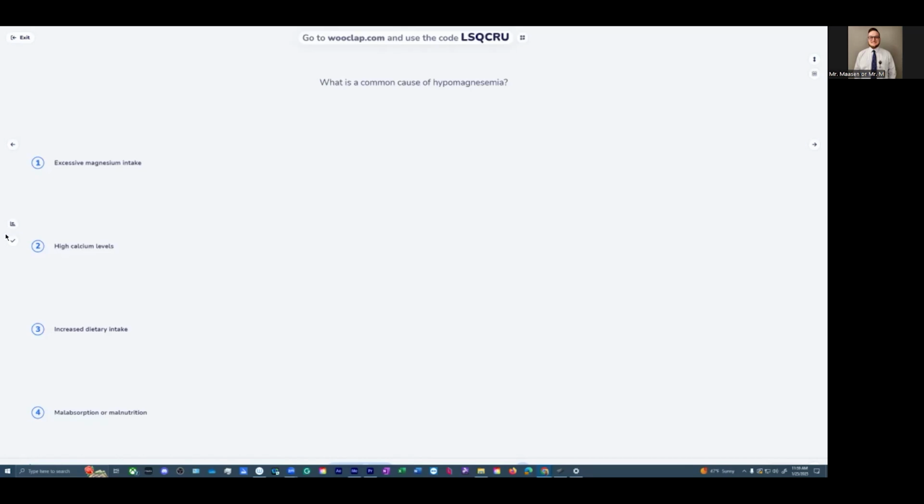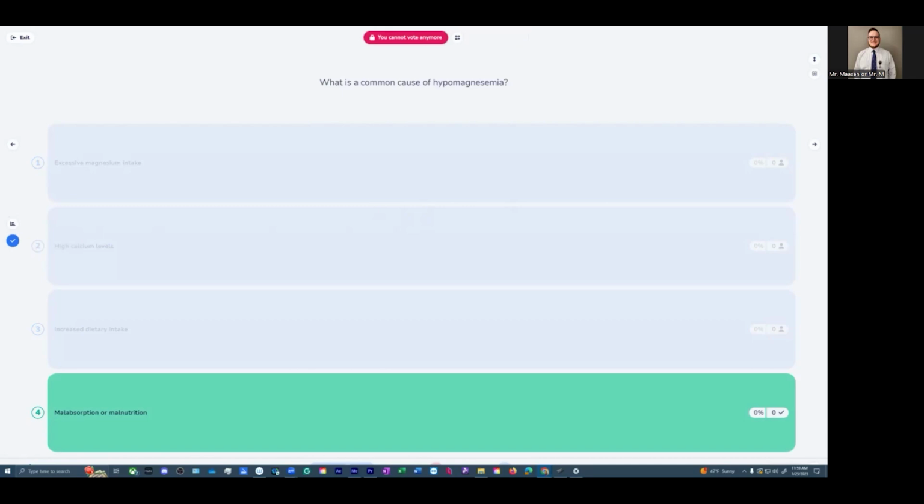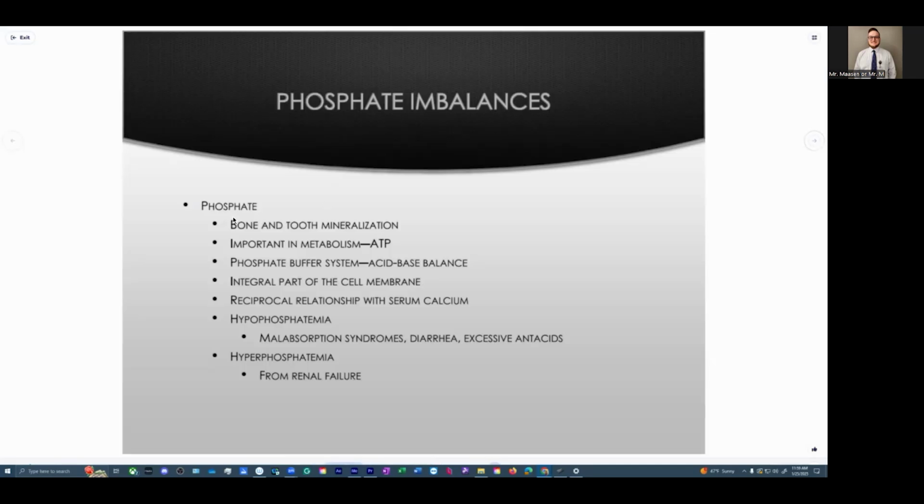All right. Answer number four, you're correct. To finish off some of these electrolyte imbalances, phosphate is part of tooth and bone formation. It's a small percentage of that. It is important for metabolism. It's important with buffering our acid base balance. We'll talk about this a little bit, but one of the ways our body helps with acid base balance is the chemical phosphate. So if that's out of whack, that could throw acid base balance out of whack.